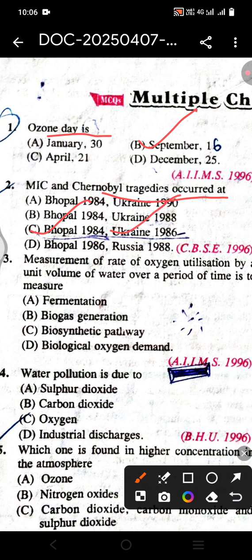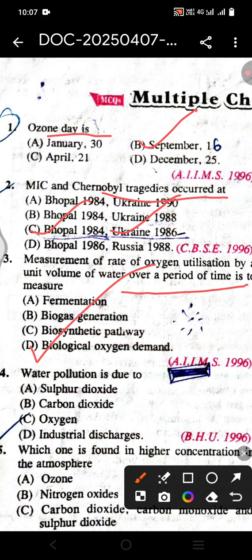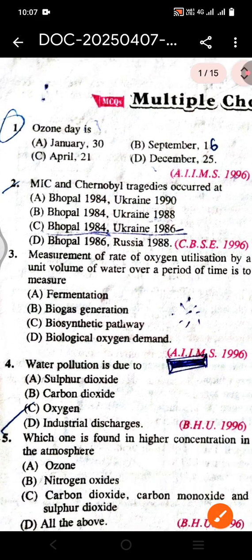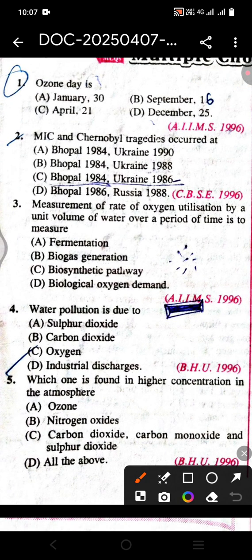Next, measurement of rate of oxygen utilized by unit volume of water over a period of time is the measure of, so it is used to measure the biological oxygen demand, which is also called BOD. Next, water pollution is due to, so it is due to the industrial discharge. All above three are related to the air.